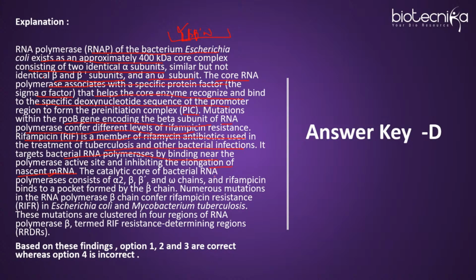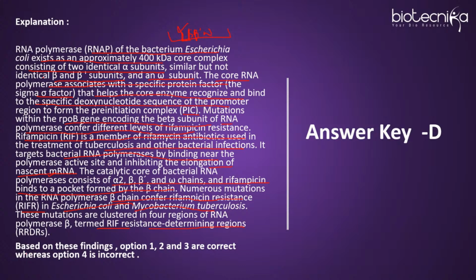The catalytic core of the bacterial RNA polymerase consists of the alpha 2, beta, beta dash, omega chains, and rifampicin binds to the pocket formed by the beta chain, right? And numerous mutations in the RNA polymerase beta chain confer rifampicin resistance, RIF, in Escherichia coli and Mycobacterium tuberculosis. So these mutations are clustered in 4 regions of the RNA polymerase beta termed the RIF resistance determining regions. So there are different regions.